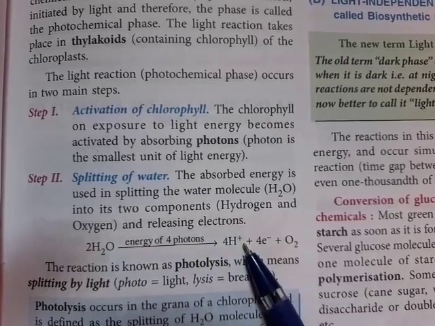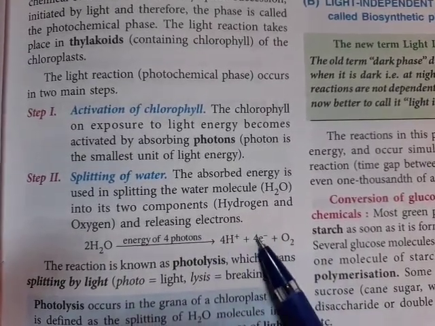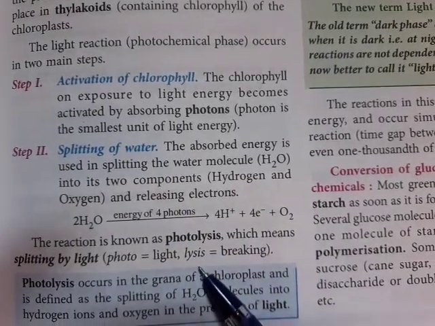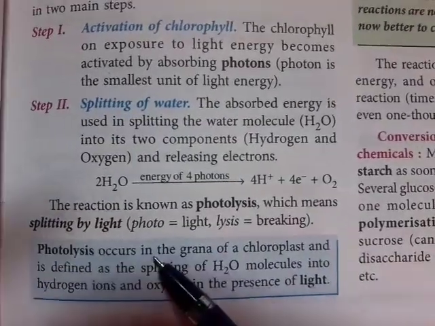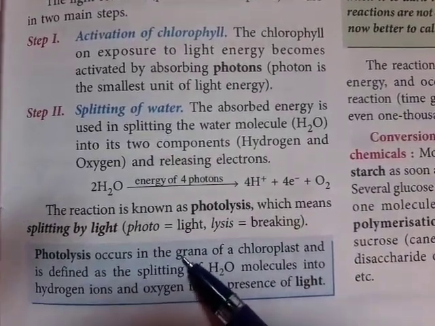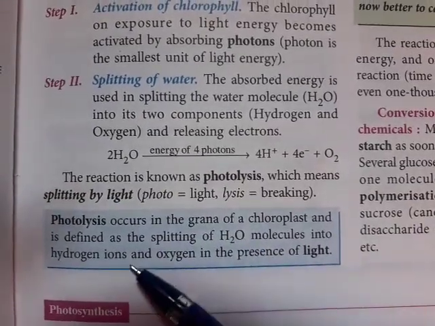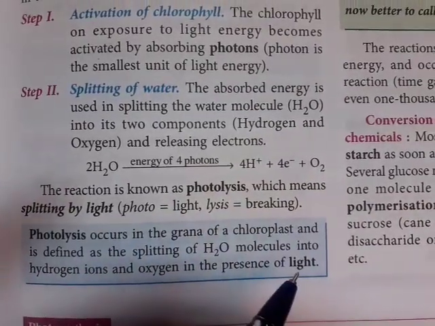Water molecule is split into hydrogen and oxygen, releasing 4 electrons with the energy of 4 photons. This is called photolysis, where photo means light and lysis means breaking. So photolysis, where is it occurring? It is occurring in the grana of the chloroplast, and it is defined as splitting up of water molecule into hydrogen and oxygen in presence of light.